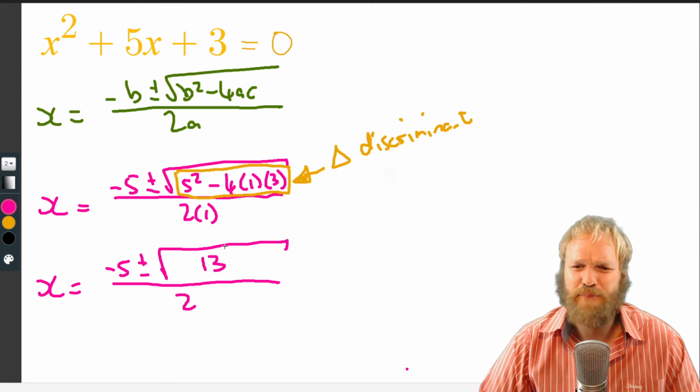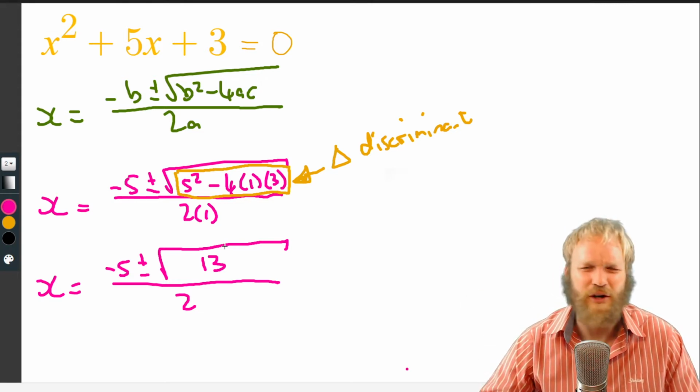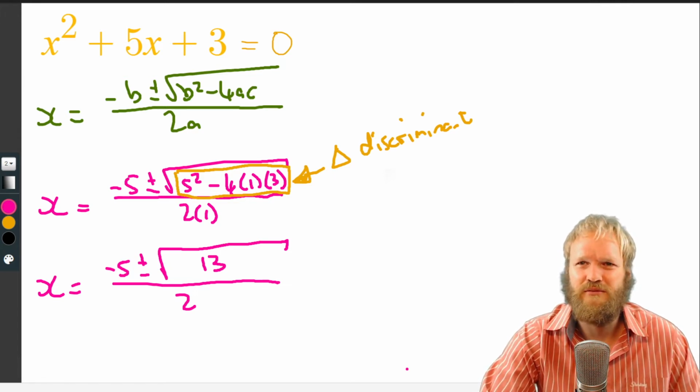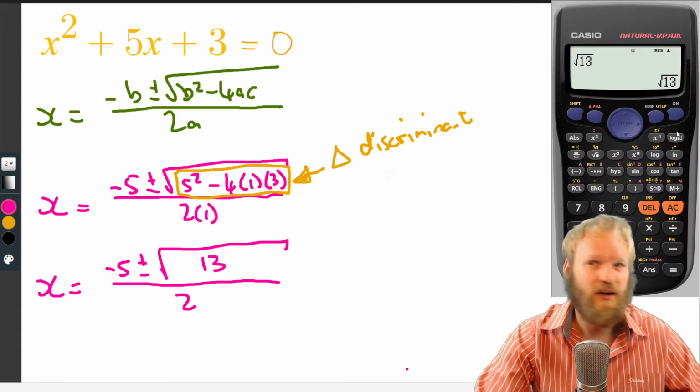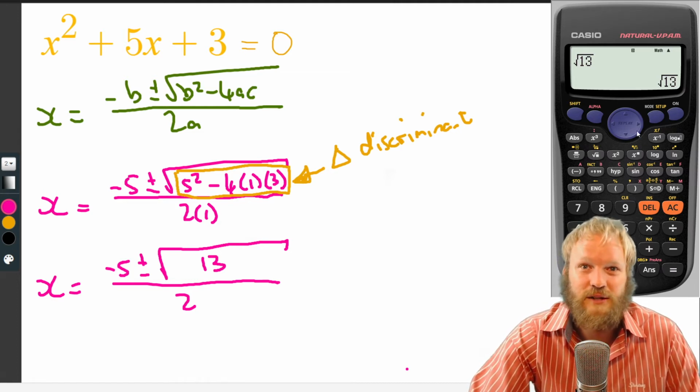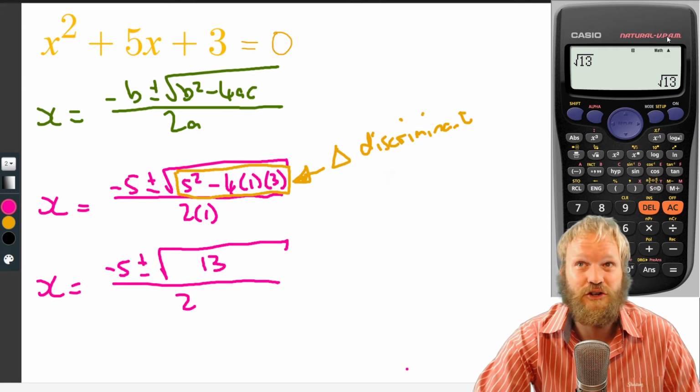13 might be feeling picked on, and it might be saying the square root of 13 is the square root of 13, and what a great number it is. But there's no integer it can be represented by. Square root of 13 is the square root of 13. There's no way of simplifying it. It's always going to have a square root sign. It's always going to be a surd.